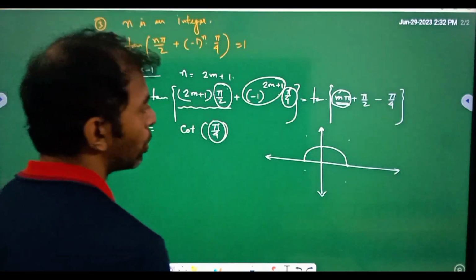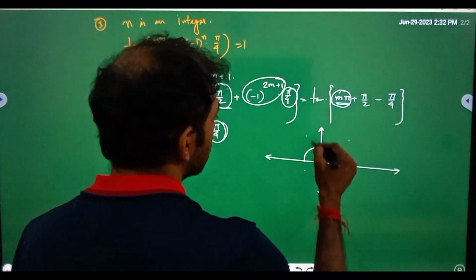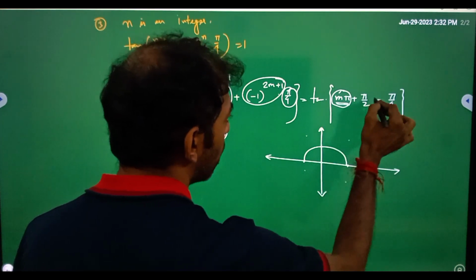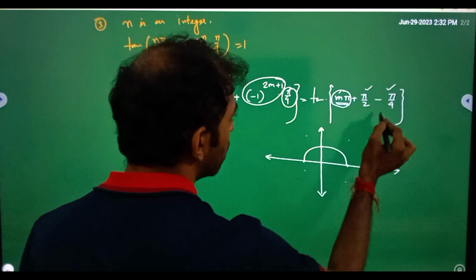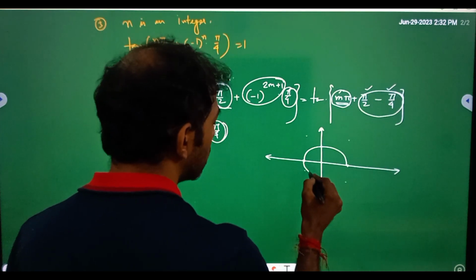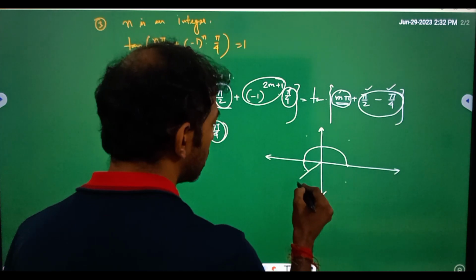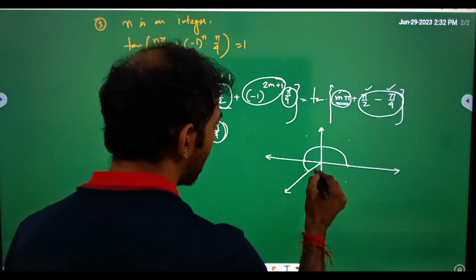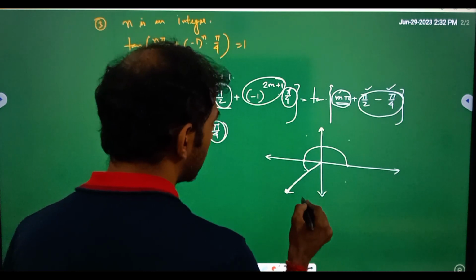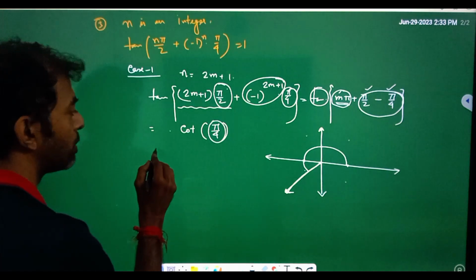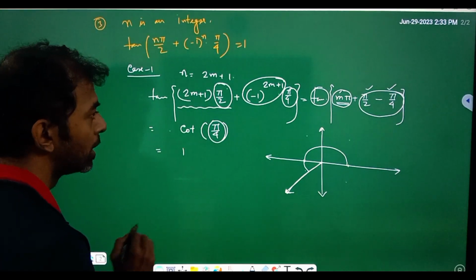Okay, so in that case, the angle lying here, pi by 2 minus pi by 4, will be pi by 4, we all know that. After proceeding to an angle of pi by 4, the ultimate angle lies in the third quadrant, and in the third quadrant tan is always positive, right? So that will be plus cot pi by 4, and the result will be 1 here.